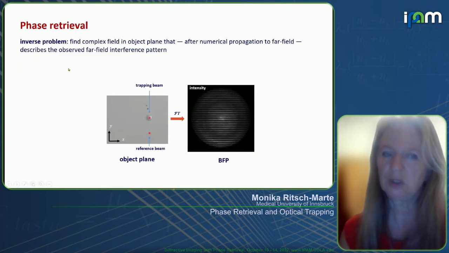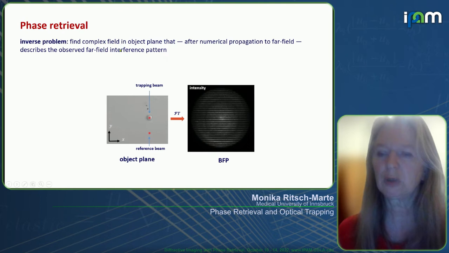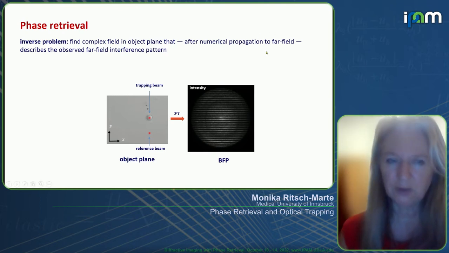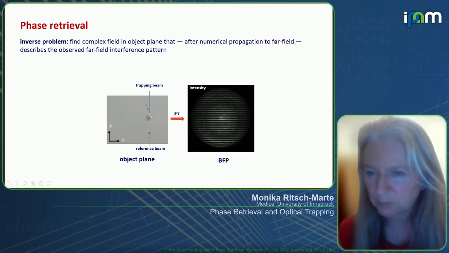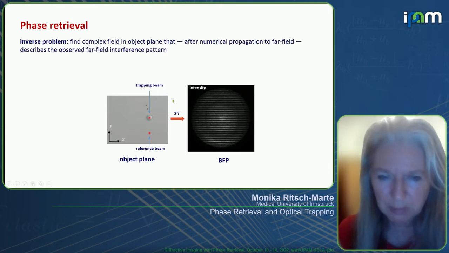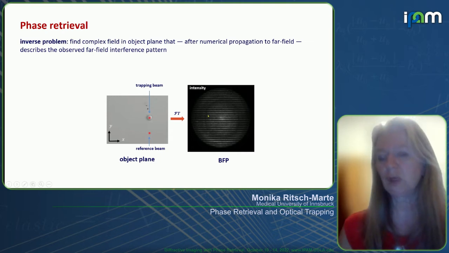Now, how do we do the phase retrieval? So again, the inverse problem is to find the complex field in the object plane, after numerical propagation to the far field, which describes the observed far field interference pattern. So we have the trapping plane here, the object plane in here. The lens does the Fourier transform according to Fourier optics. That's the images we have.